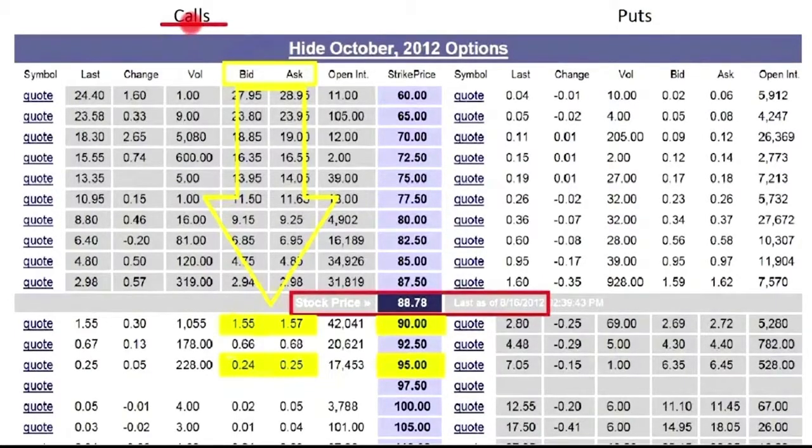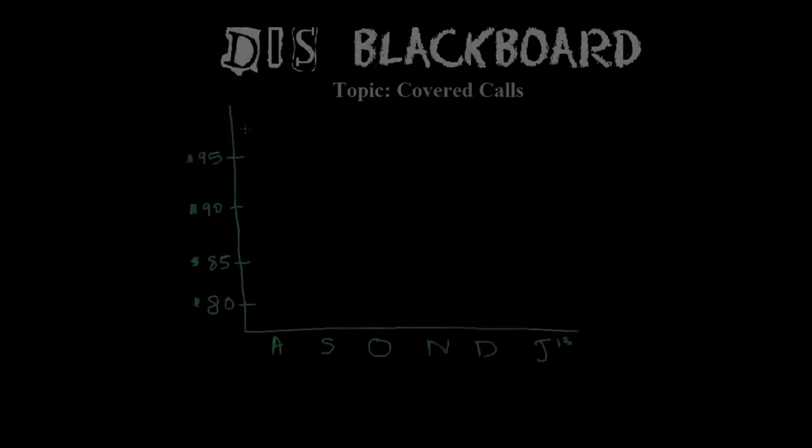Keep in mind you've got a lot of information like the last trade, the change, and the volume, but I'm going to focus on the bid-ask spread here because that's what we're going to get. Now, in this example, we picked a stock trading at 88.78. If someone was interested in selling the rights to the shares at 90, that's highlighted in yellow. The premium being paid to you is $1.55 per share. If a 95 sell limit was more desirable, the premium is about a quarter. So we're going to use that information as we diagram a covered call.